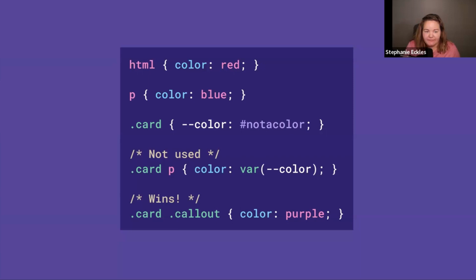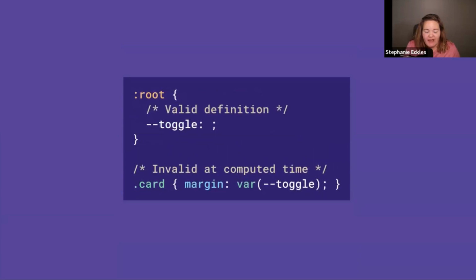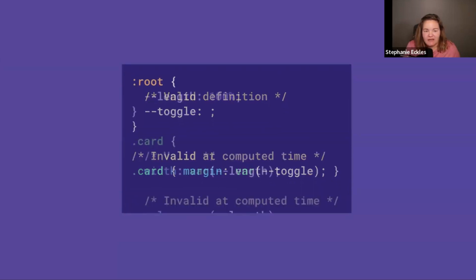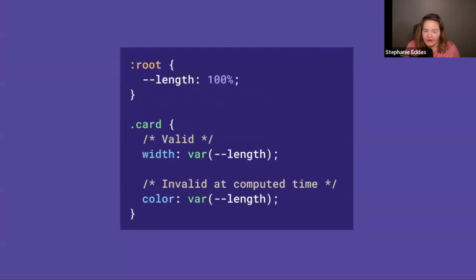what makes it invalid is how it is applied. So, for example, a space character is a valid custom property definition, but will be invalid when applied to a property. On the other hand, a custom property with a value of 100% may be applied to width, but would be invalid applied to color.